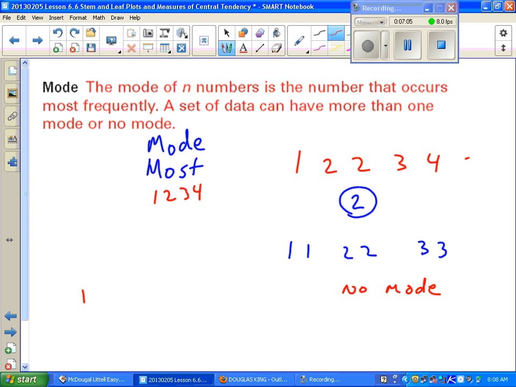Now, if you had, for example, 1, 1, 2, 2, 3, now you have two of them that show up more than the rest. Your mode would be 1 and 2. You would have 2 modes in that case.